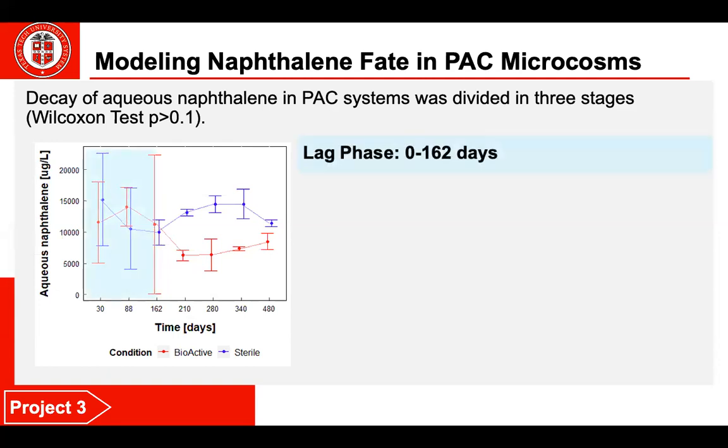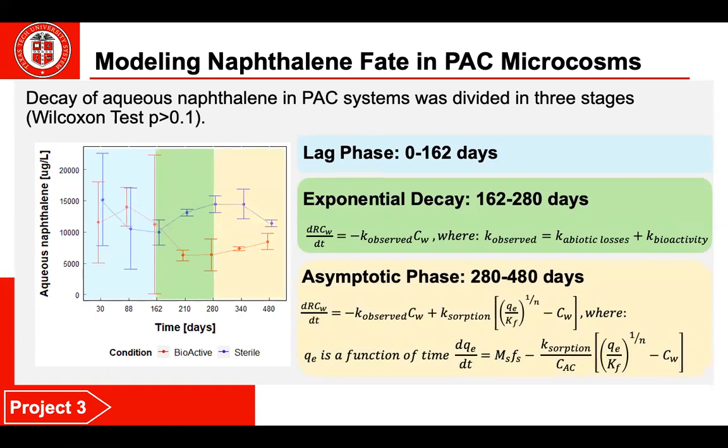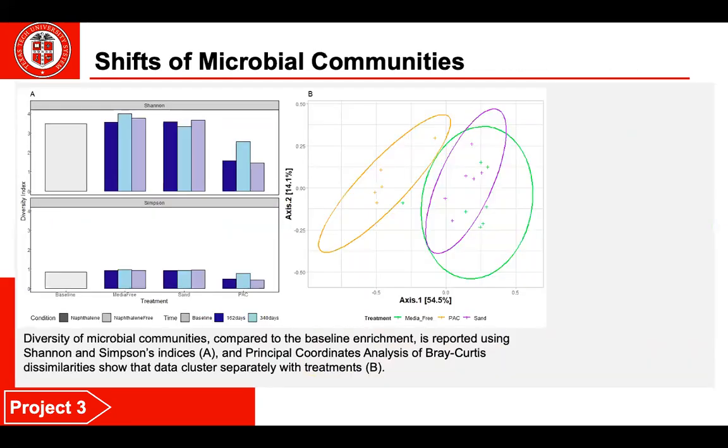I'm not really going to go into the details here, but I will say that overall the system was divided into 3 different phases using the activated carbon systems. The first 162 days being a lag phase where we really couldn't tell any difference statistically in the naphthalene data. The second portion being an exponential decay period where we are seeing first order transformation rates of naphthalene in systems containing the microorganisms. And then lastly, an asymptotic phase where the main contribution, and actually you can see a little bit of increase in naphthalene in the aqueous solution, which we believe was due to slow desorption rates finally catching up.